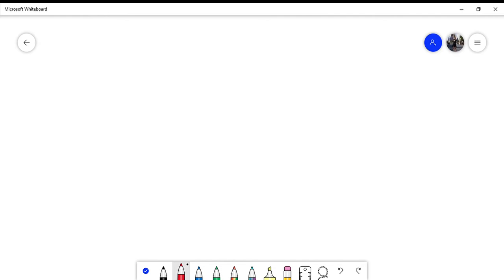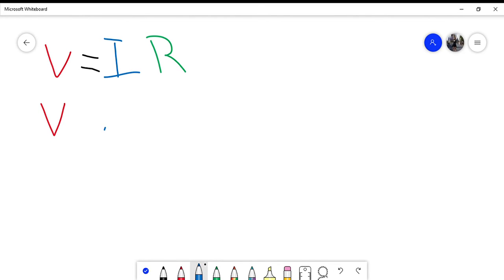So Ohm's law states that voltage is equal to current times resistance. Voltage is measured in volts, current is measured in amperes or amps, and resistance is measured in ohms, which is represented by the Greek letter omega, and I apologize for not being able to draw an omega.